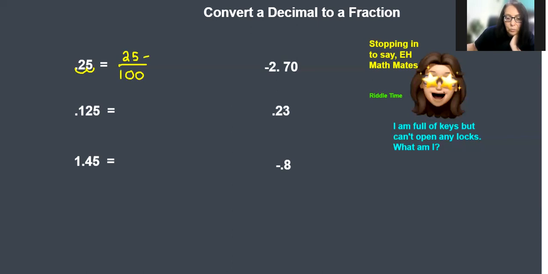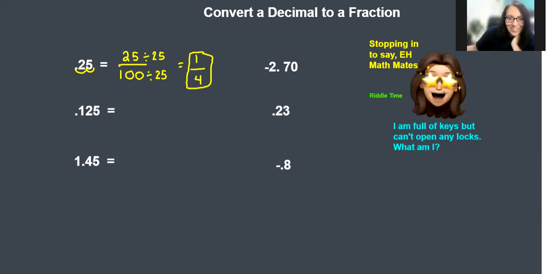25 goes into 25 one time. 25 goes into 100 4 times. And there's our answer. Remember, as long as you divide the top and bottom or multiply the top and bottom of a fraction by the same number, you're not changing it. 25 divided by 25 is still 1. I'm just reducing, and this is how I reduce.